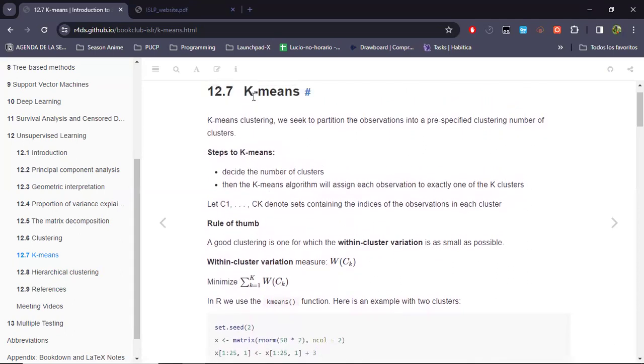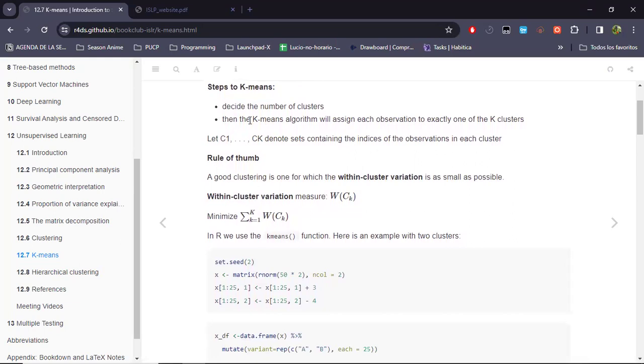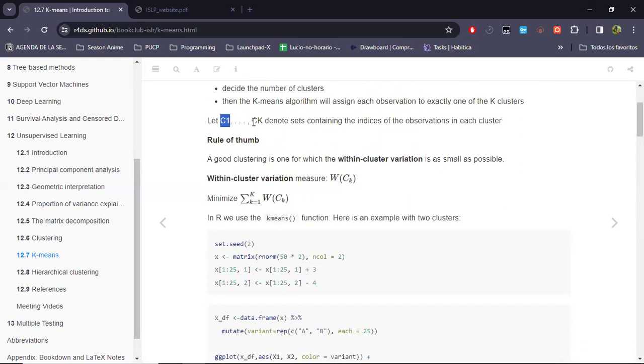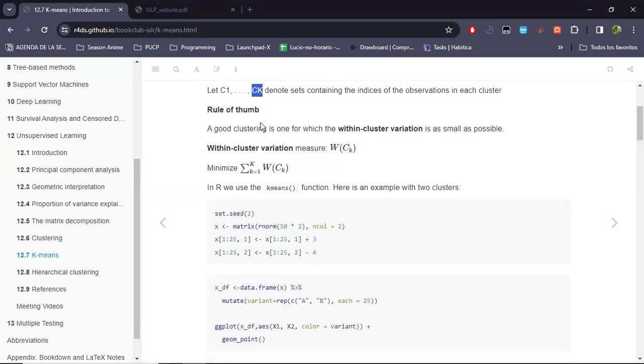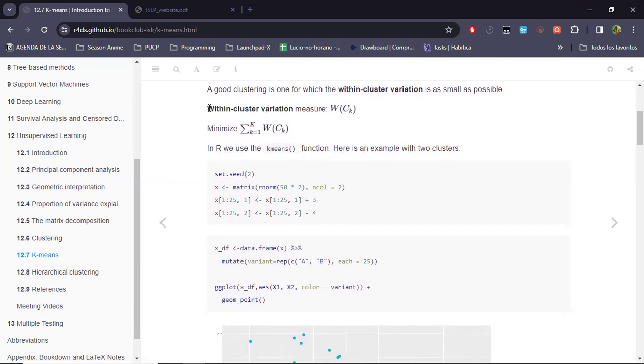So we start with defining how many clusters, how many groups, we want for our data set. And as it says, this algorithm is going to assign to each observation only one of the clusters. So we're partitioning our data set into these C1 up to CK sets, all of them disjoint two by two. The idea of what defines a cluster is that within every specific cluster, isolated from the other ones, the variation between the features in our data would be as small as possible. So we can define this measure, called within cluster variation.